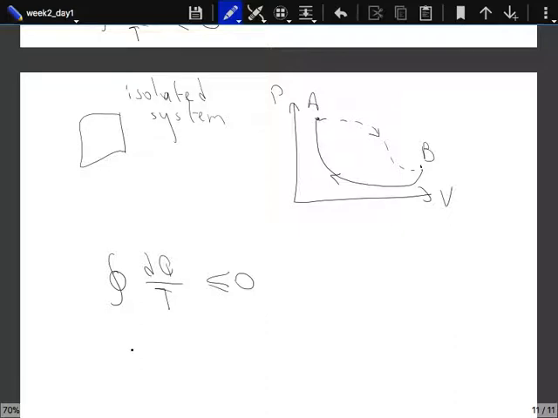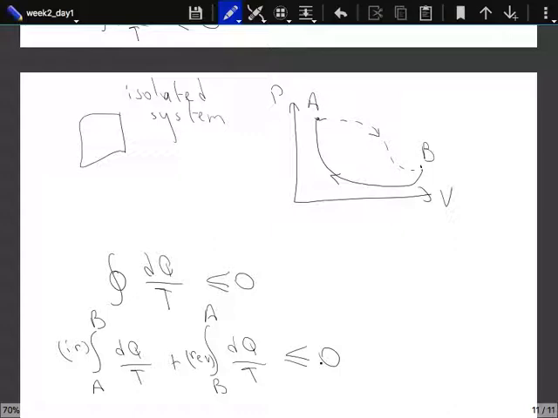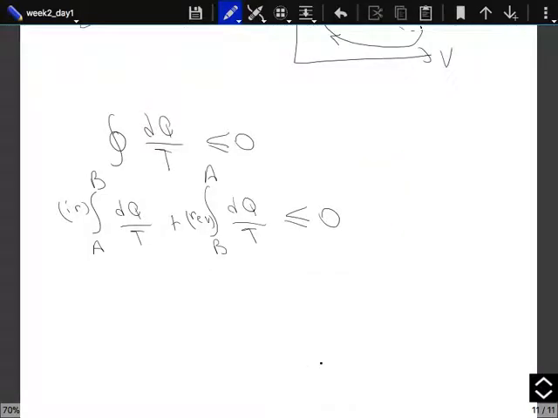Now let me divide this into two parts. I go from A to B. This is irreversible. And then I go from B to A. This is the reversible one. This sum should be less than or equal to zero. This is what the second law tells me. Well, you see, the system is isolated. So there is no heat given to the system or heat extracted from the system as it goes from A to B. So this is zero.